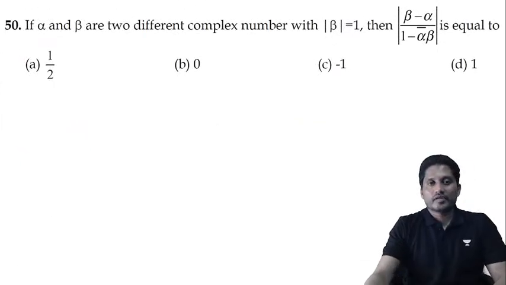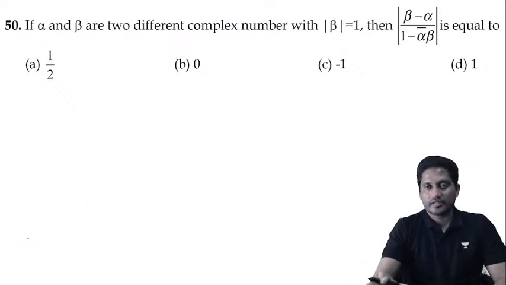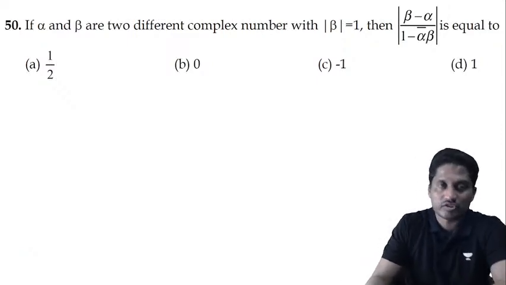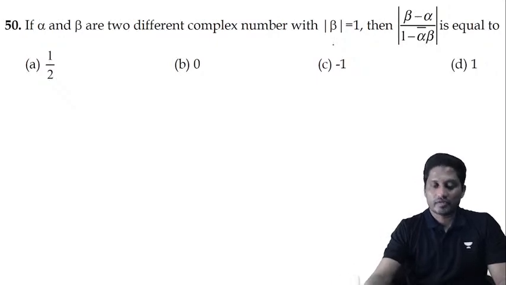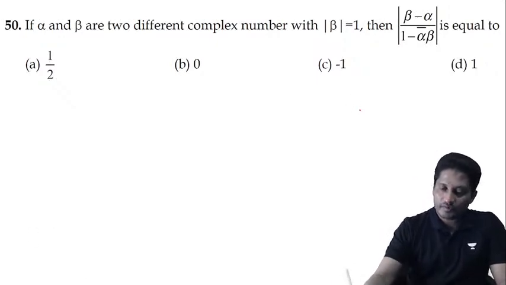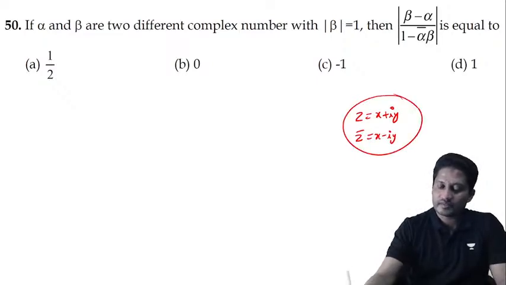Alpha, beta are two different complex numbers. It's actually a miscellaneous question of NCERT, which is a lengthy question, but you can do it within 30 seconds. Use the shortcut. Alpha, beta are two different complex numbers with modulus of beta equal to 1. Alright, we know this. If z is equal to x plus iy, any complex number, z bar will be equal to x minus iy. That is the conjugate of a complex number.